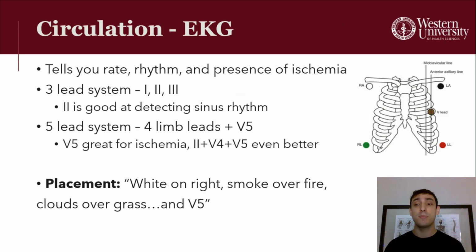You're going to have to learn how to put these on your patient. The mnemonic is white on right, on the right shoulder, smoke over fire, the black over the red, and clouds over grass, the white over the green. And you have V5, which should go where V5 goes, usually between the black and red lead. Note that you're going to have to change the positioning depending on the surgery, for example, if you're flipping your patient or if they're operating where you would normally put the probes.